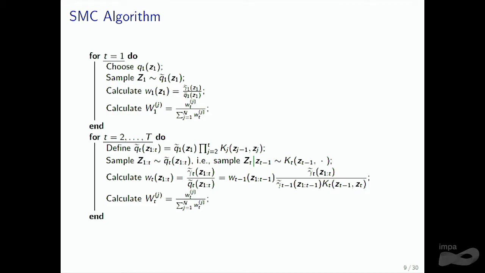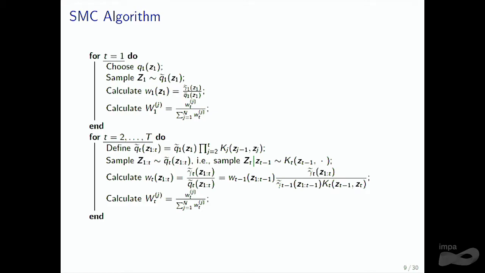So for t from 2 to capital T, we define the importance distribution on the path space as the importance distribution at the very beginning, multiplied by a sequence of Markov kernels that I'm calling Kj. These Markov kernels take your sample at time j minus 1 and take it forward in time, and this is algorithmic time, to time j. So we take the product of all these densities here, and we define this as an importance density.